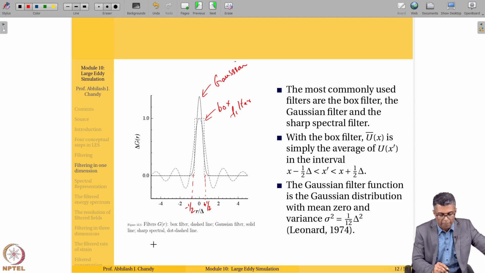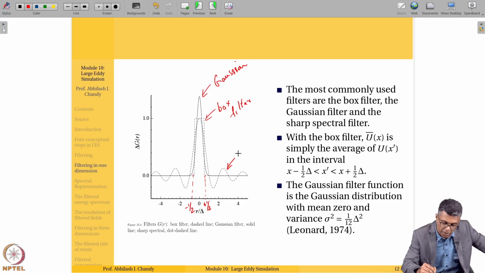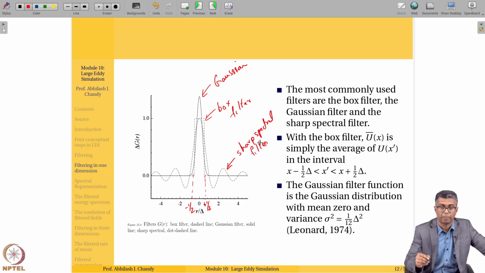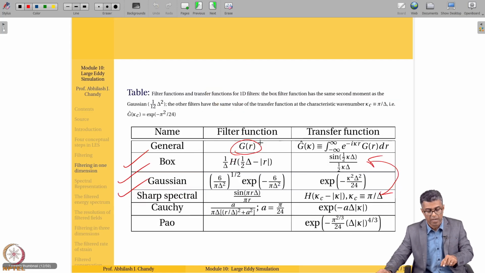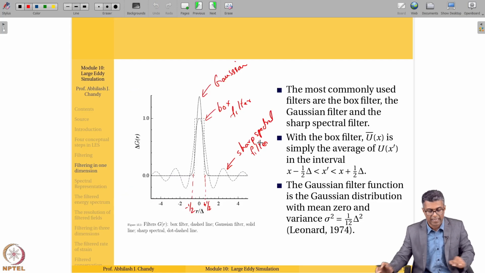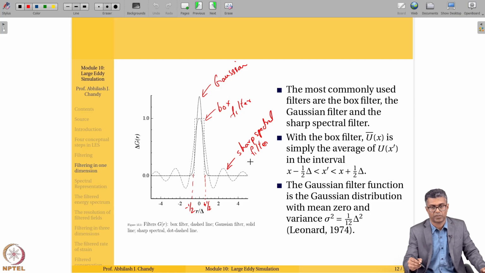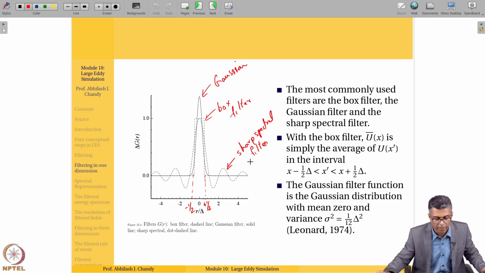And the sharp spectral filter is the dot dashed line. So that is what fluctuates here on the side, the sharp spectral filter. If you remember from the previous table, the sharp spectral filter in physical space is a sinusoidal function. That is why it is doing this fluctuation on the ends. Getting me? So here you have the sharp spectral filter.